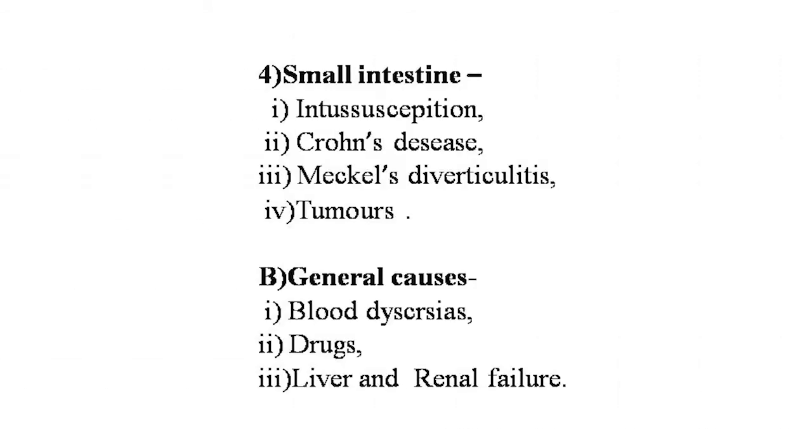Now the small intestine. Reasons from the small intestine are intussusception, Crohn's disease, Meckel's diverticulum and tumors. And general causes are blood dyscrasias, as we discussed in upper GI tract bleeding, and the next is drugs. We have already discussed in upper GI tract bleeding, then liver failure and renal failure.